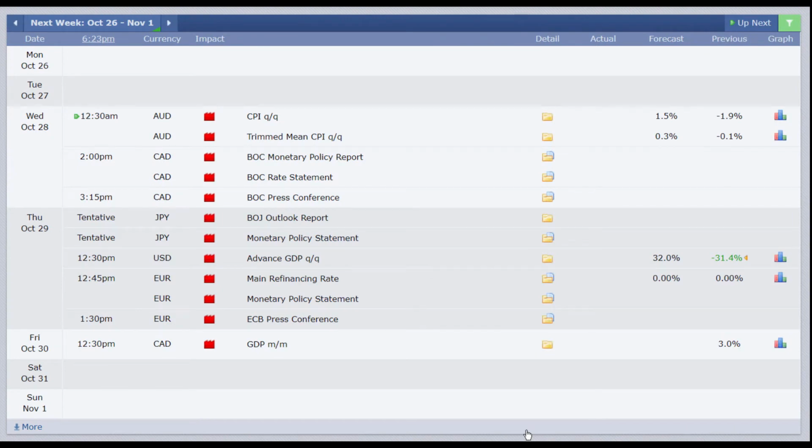Hi everyone, it is Sunday evening, just going on 6:30, the 25th of October. We've obviously got the US elections pretty much around the corner, 9 days to go. And I'm just going to have a look at the week ahead.